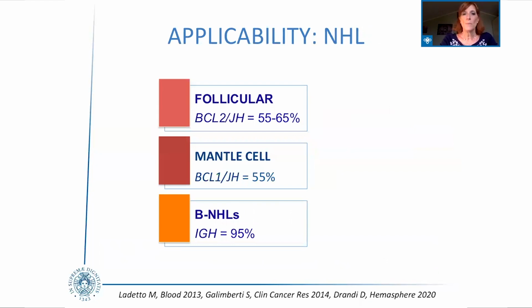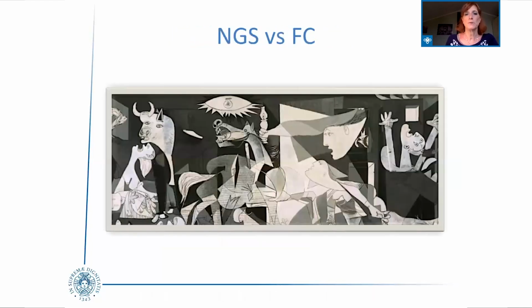About non-Hodgkin lymphomas, we know that specific rearrangements such as BCL2-JH for follicular lymphoma and BCL1-JH for mantle cell lymphoma are useful in about half of our patients. So it's better to use the EGH rearrangement that allows us to reach a marker for more than 90% of cases. So probably NGS is better than ASO-PCR, but what about the fight of NGS against NGF?